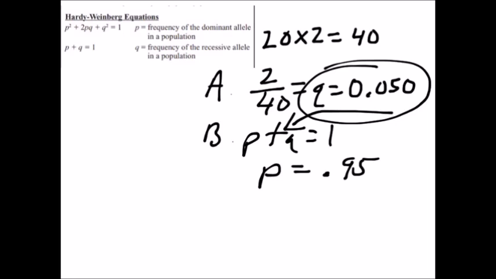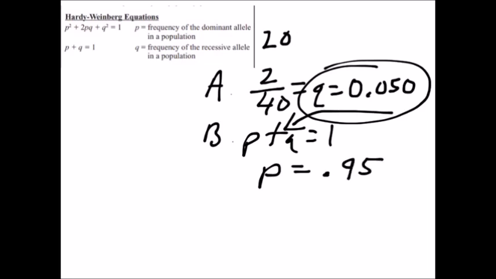Part C asks us, in future generations, what's the expected frequency of individuals affected with cystic fibrosis? An important point to remember here is that this population is in Hardy-Weinberg equilibrium, which means that the allele frequencies don't change from generation to generation.